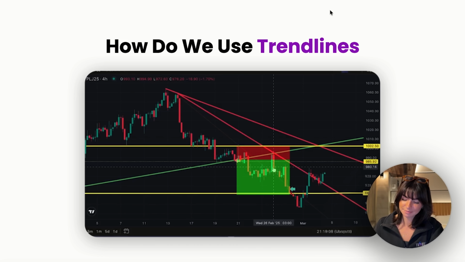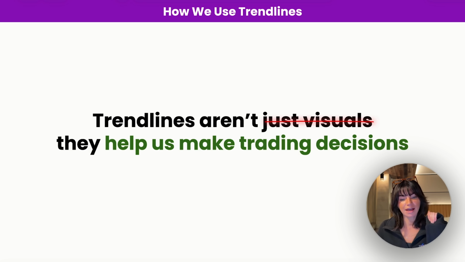How do we use trend lines? Trend lines aren't just visuals, but they help us actually make trading decisions. It's beautiful to look at. It's great to see, yep, price is trending down, price is trending up. But these lines can actually tell us when to place our trades, when to get in and when to get out. These actually help us with our decision making when entering the markets.